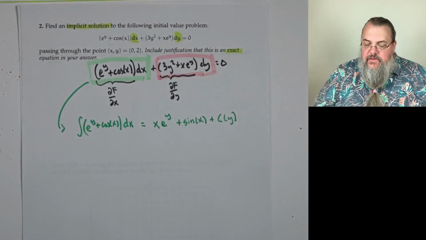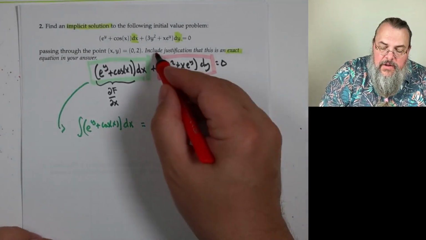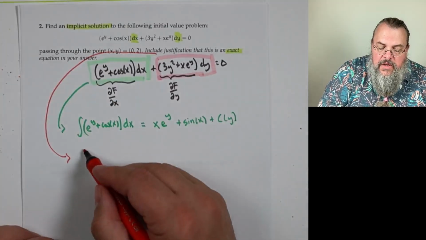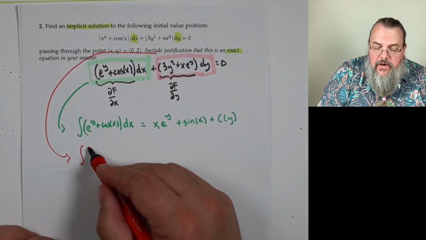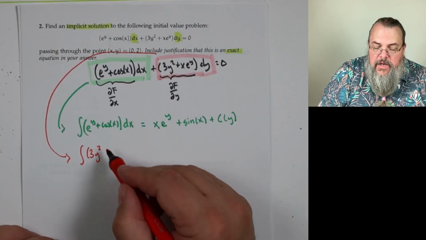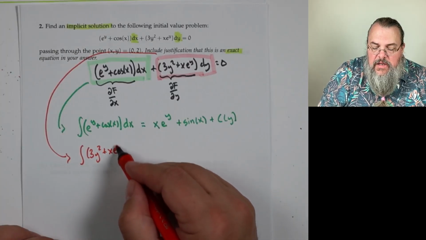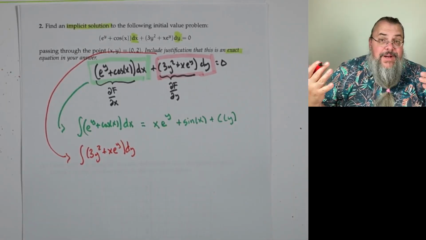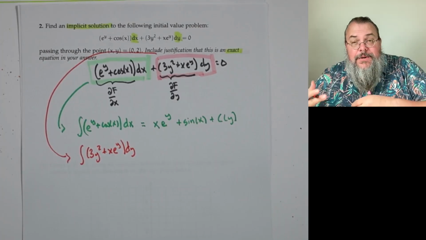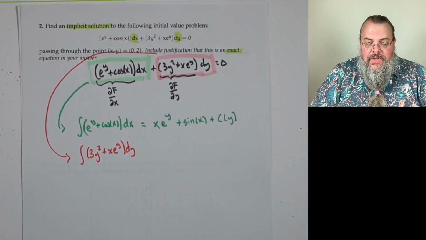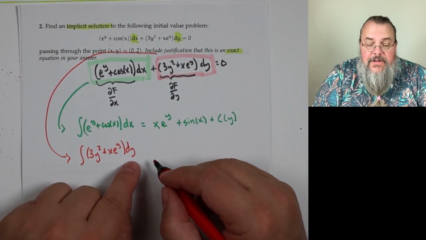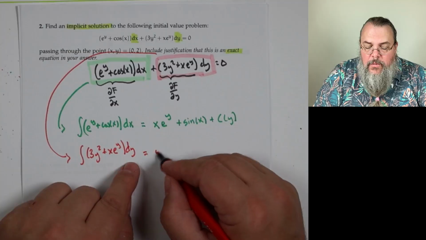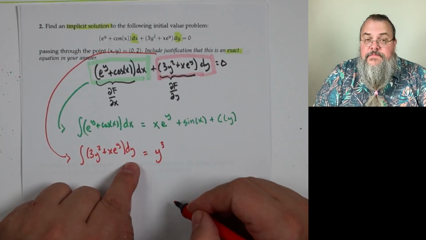Okay. So, we're going to follow this around. So we're going to integrate our 3y squared plus x e to the y dy. So now we're integrating with respect to y. Y is the variable. Treat x like a constant. Integral of 3y squared with respect to y, that's y cubed.